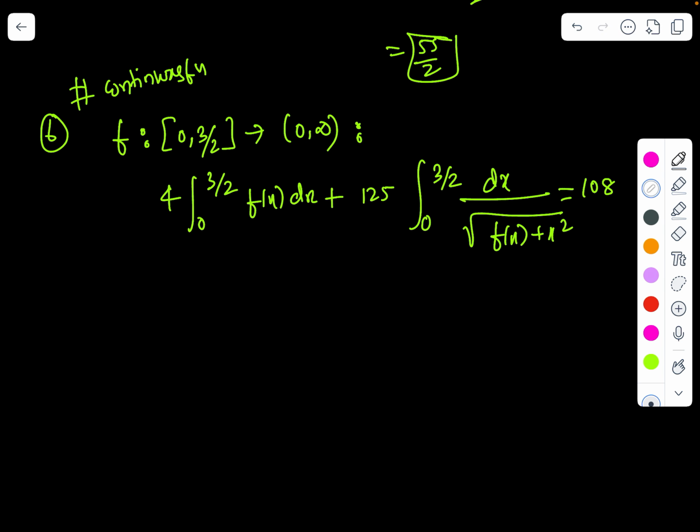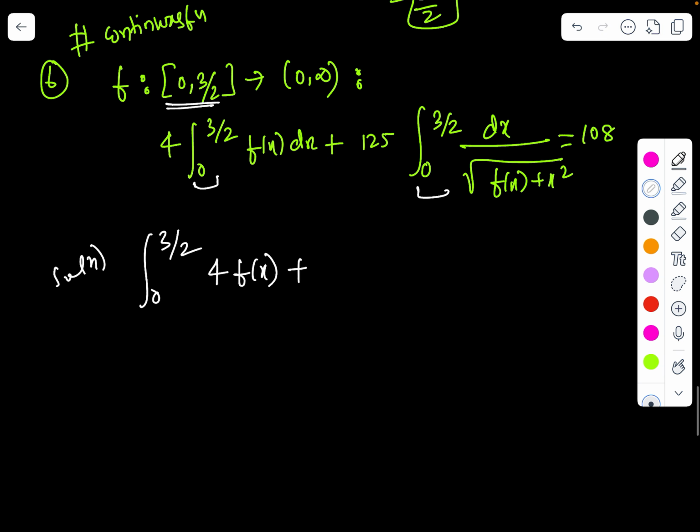So we are given the sum of two integrals to be this, and the interval of integration is 0 to 3 by 2. So somehow we'll be tempted to first bring them together. Sum of integrals is integral of sum. So probably we can bring 0 to 3 by 2 together because we don't know anything about the functions. So it's 4 times f of x plus... what else can we do?